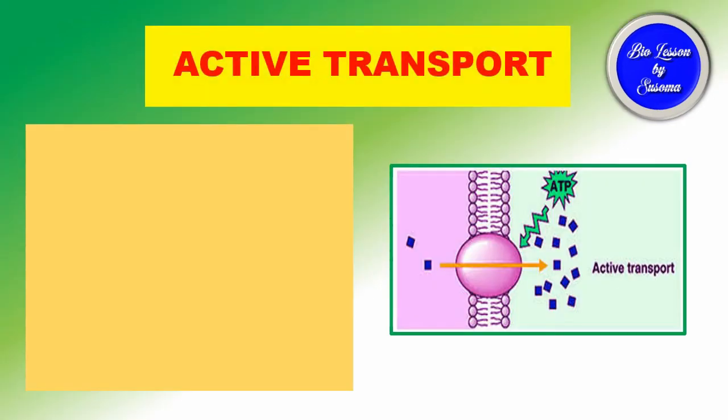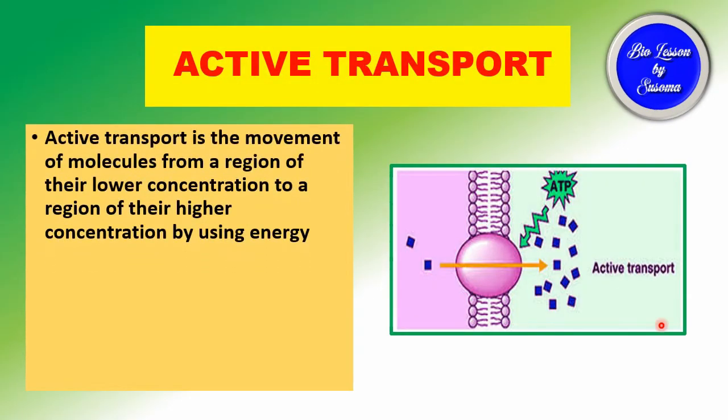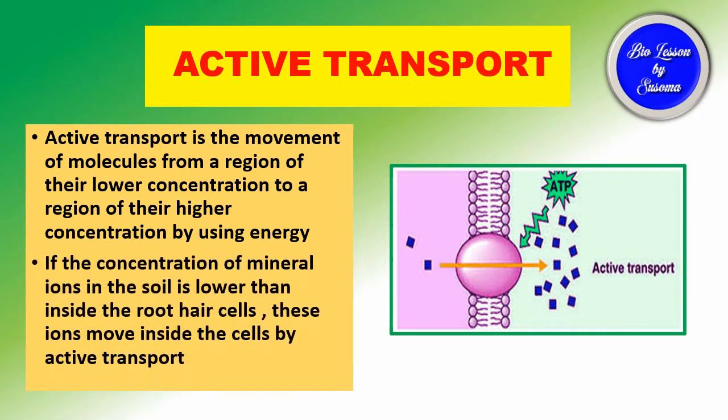Now what is active transport? Active transport is the movement of molecules from a region of lower concentration to a region of higher concentration by using energy in the form of ATP. If the concentration of the mineral ions in the soil is lower than inside the root hair cells, these ions move inside the cells by active transport.